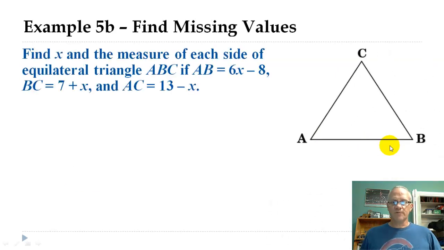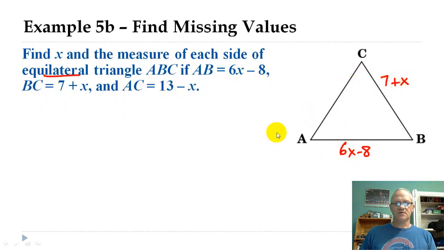All right, last one. In this situation, it tells us we have an equilateral triangle. Okay, this is my equilateral triangle, ABC. All right, AB, let's go ahead and write this stuff in here. AB is 6x minus 8. BC is 7 plus x. And AC is 13 minus x.